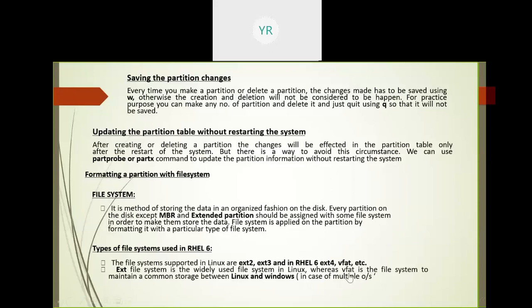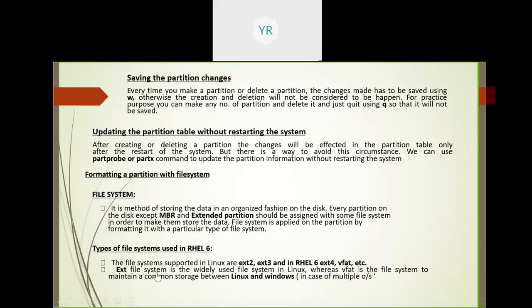In RHEL 6, the ext4 file system is popular. In Red Hat, ext, ext2, ext3, ext4 are popular. In RHEL 6, we will go with ext4. I will tell you what the differences between ext1 and ext2 are. In RHEL 7, it is the XFS file system.